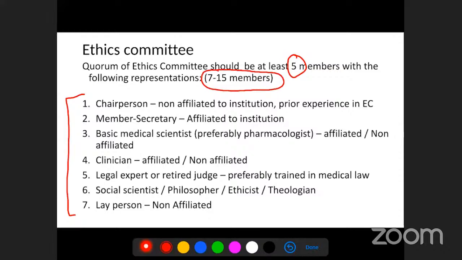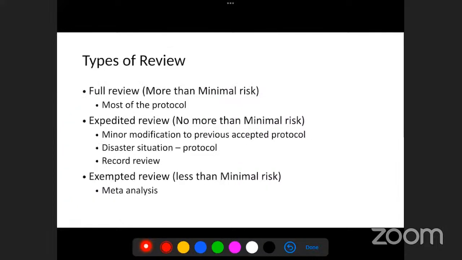Chairperson, who is not affiliated to the institution, member secretary, who is affiliated to the institution, basic medical scientist, who should be a pharmacologist if the ethics committee looks at drug trials, clinicians, legal experts, social scientists, and a lay person who is not affiliated to the institution.